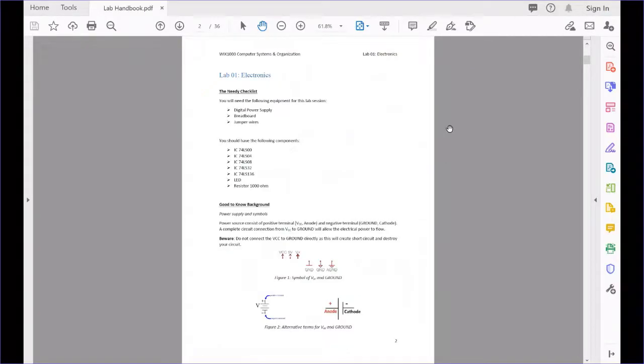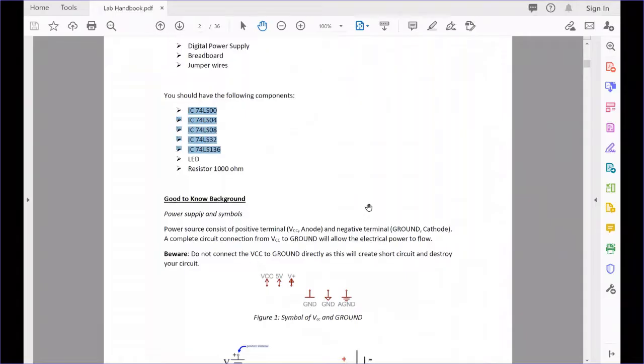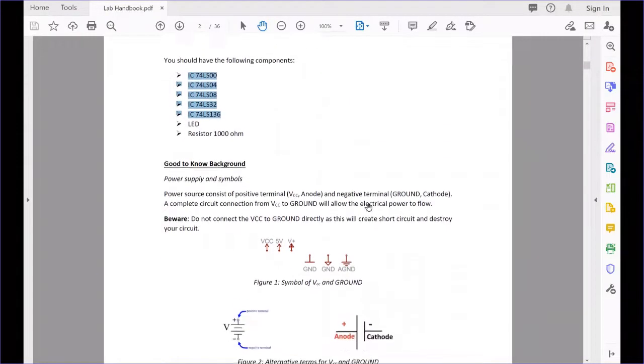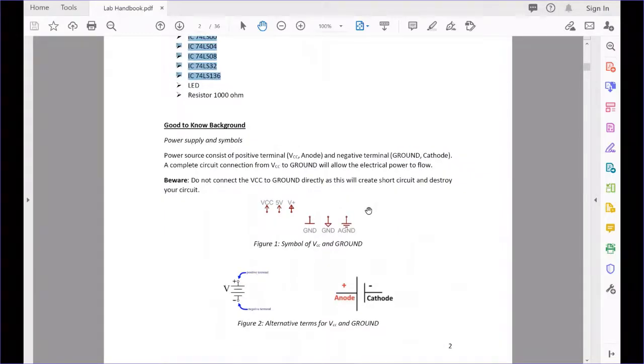For these labs we're going to be using some integrated circuits, ICs, and this is the code for all those ICs. All of these ICs are basically logic gate ICs. Inside those ICs consist all those logic gates. And before we start, maybe we have to look into some general background knowledge. You need to know about that.